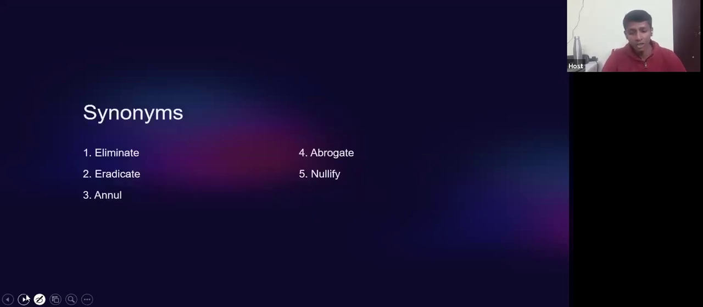So now some synonyms, words which have similar meaning to it. So abolish is to eliminate, erase, clear off, put a stop. Abrogate. So abrogate also means to put an end or put a stop. Nullify, eradicate, annul. So there are some new words which you get to know. What are they? Abrogate, nullify, annul.